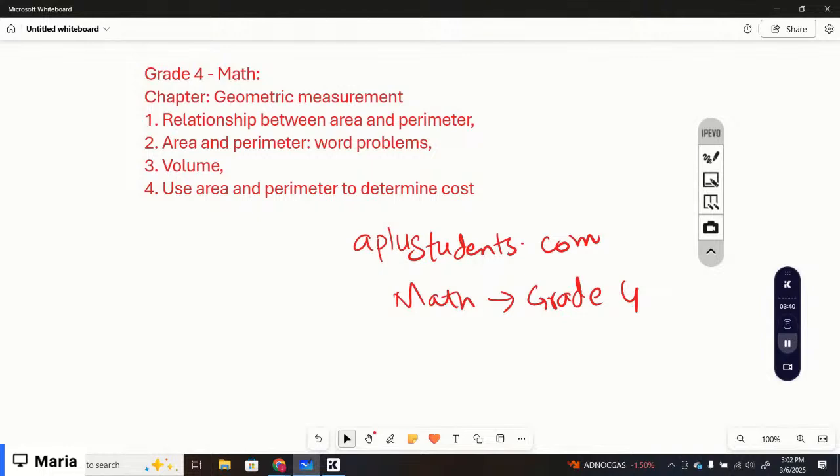The chapter is geometric measurement. The lessons we're going to cover today are the relationship between area and perimeter, area and perimeter word problems, volume, and use area and perimeter to determine cost.